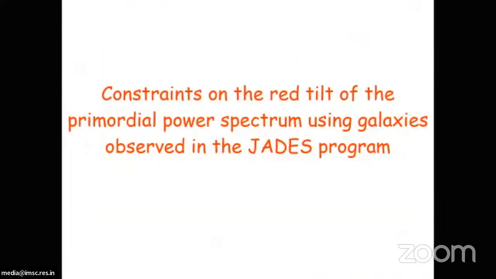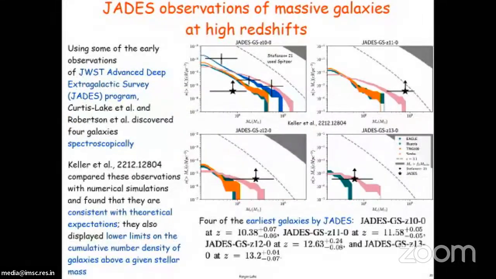Okay, so now the last part. Can we do even something better? Yes, done. So I was talking about the Sears survey. There's another survey called the JADES survey, JWST Advanced Deep Extragalactic Survey. This was different in the sense that this was just doing spectroscopy at the beginning, right? Spectroscopy is extremely expensive because you have to find the line at the exact redshift. So it's extremely expensive, but they did it. And the first results were from Curtis Lake et al. and Robertson et al., where they found 4 galaxies spectroscopically, right?